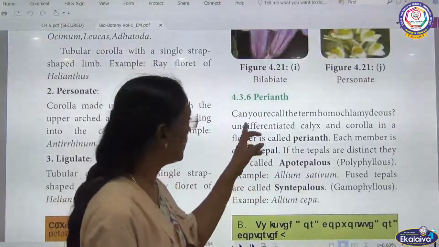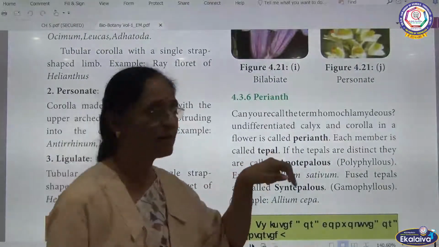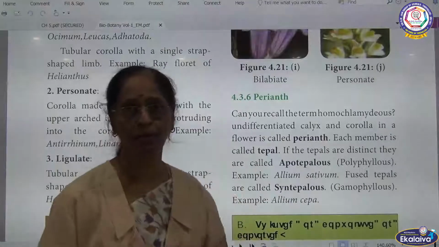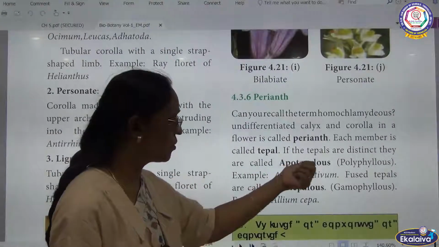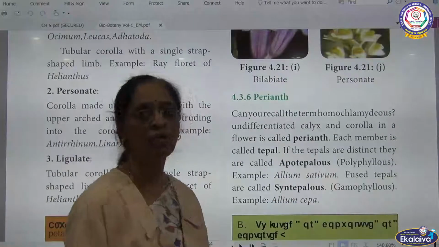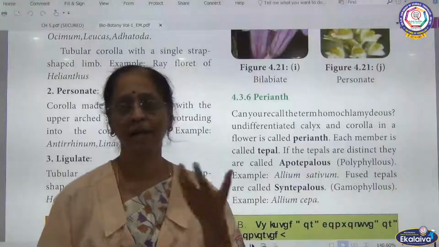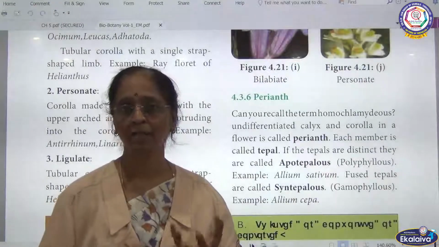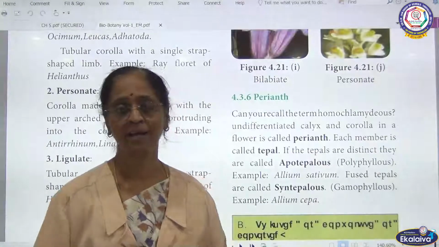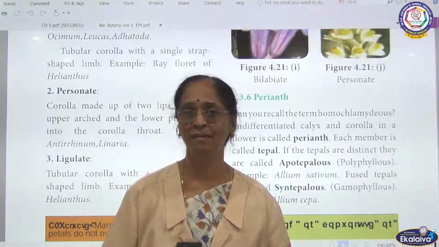So, when we were talking about perianth, we said that the perianth is nothing but undifferentiated calyx and corolla. If it is fused, you call it gamophyllous. If they are free, you call it polyphyllous. The arrangement of the calyx and corolla in the bud condition, what we call aestivation, we will see in the next class.